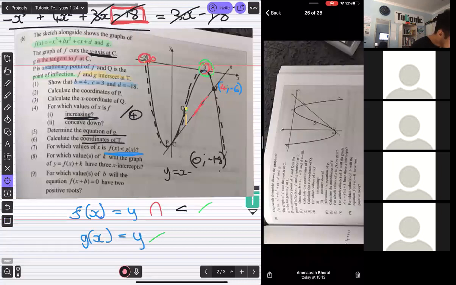This is a nasty question. Well, it's not nasty, but usually they only have one of these questions, like the last 3 questions. Okay. Now it says, for which value of k will the graph f of x plus k have 3 intercepts? So what does the graph of f of x plus k mean? So this is the maths. What is the English of this?